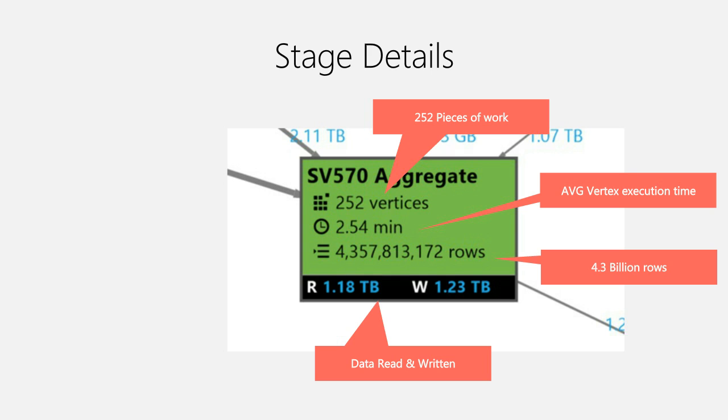For example, one vertex could have executed in 10 minutes. The other vertex could have executed in 100 minutes. It's based on the complexity of the query that is applied on top of the data. And it has processed roughly 4.3 billion rows in 2.54 minutes, right? And the number of TBs that the data has been read and returned. So you can see the complete information here.